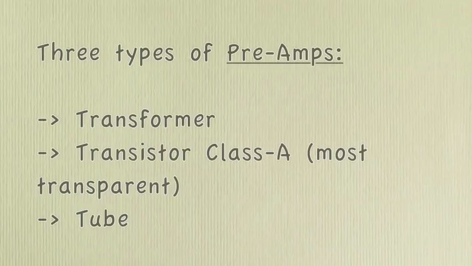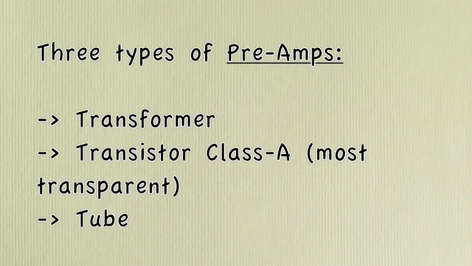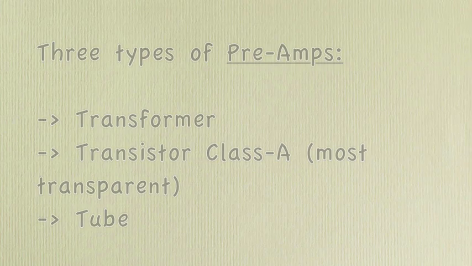There are three types of preamps: transformer, transistor class A, and tube. Transistor preamps are the most common.